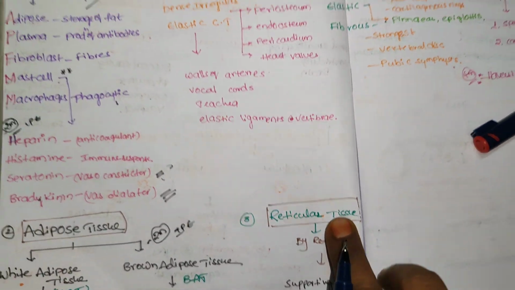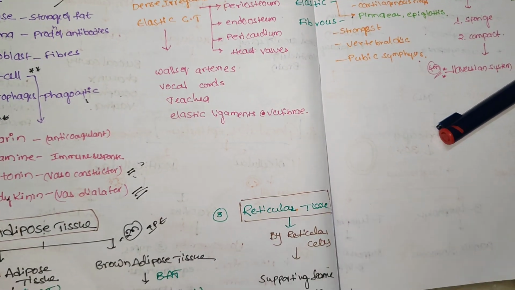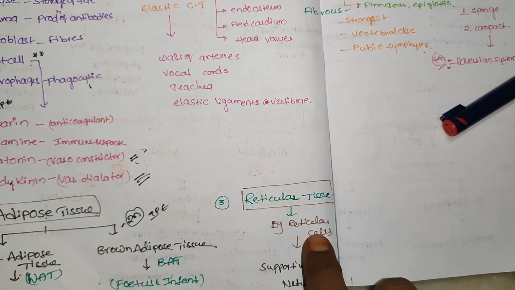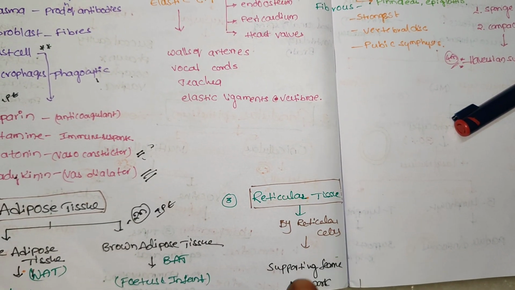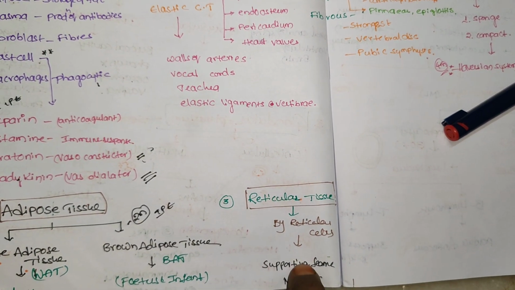Then the third type of loose connective tissue is reticular tissue. This is formed by the reticular cells. The main function is supporting and forming a framework network in the tissue.